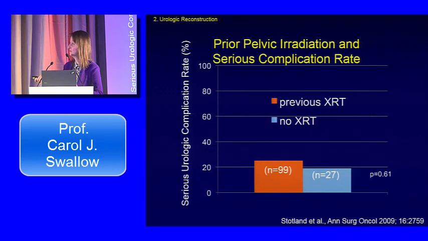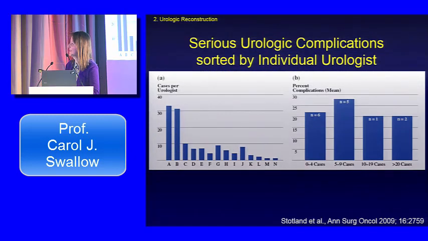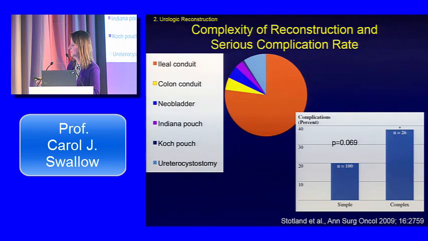Interestingly, whether the patients had radiation or no radiation didn't make a difference to whether they had a serious urologic complication. The urologists always blame the radiation, you might notice that. And so I looked at the urologist's identity and tried to see if certain urologists were more likely to have a high complication rate, and looking by volume, it didn't seem there was any relationship to the volume per urologist, but what there was a relationship to was the complexity of the reconstruction. So reconstructions that were more complex, so those other than ileal or colon conduits, had a higher complication rate.